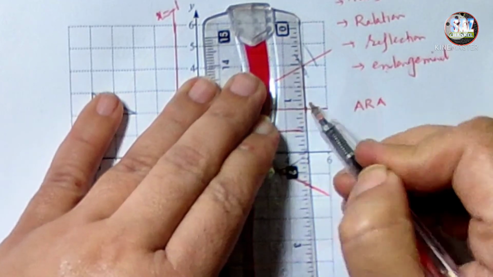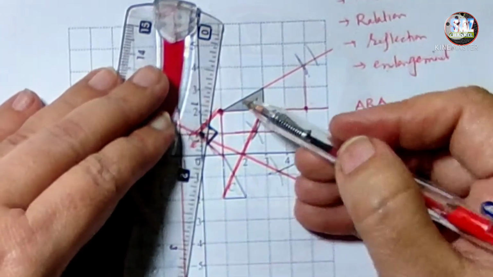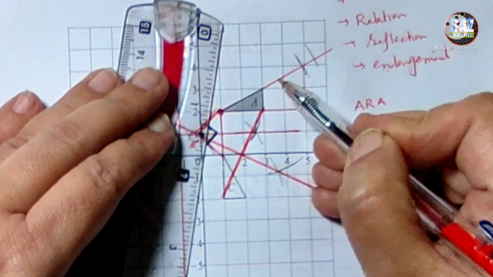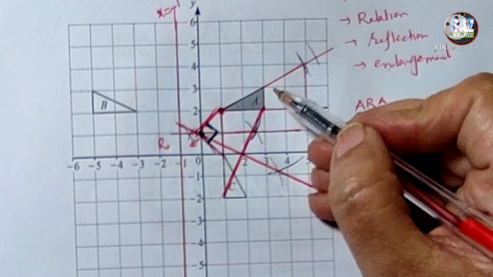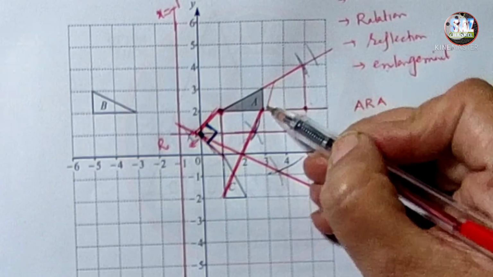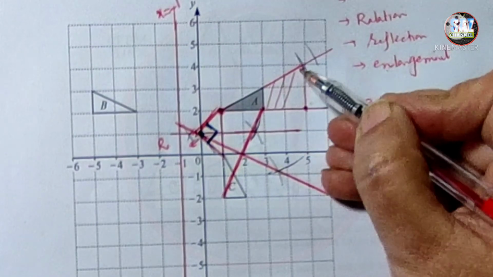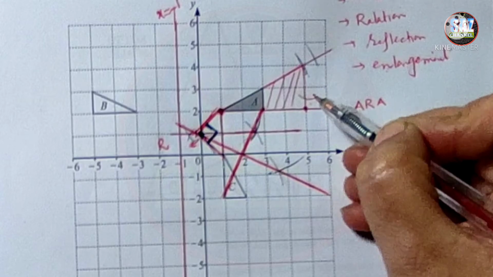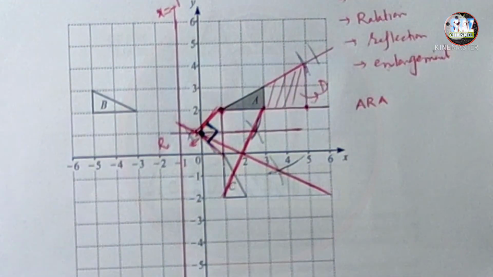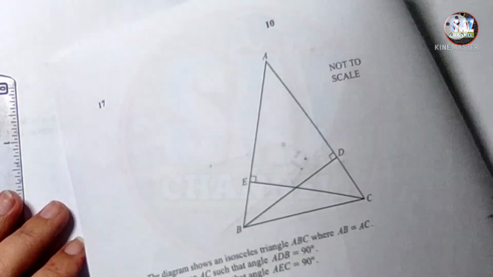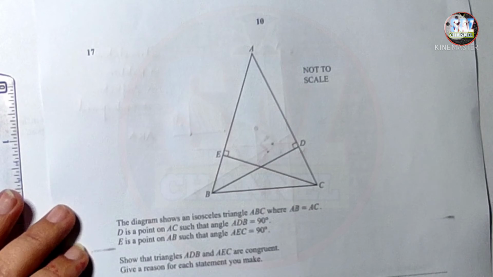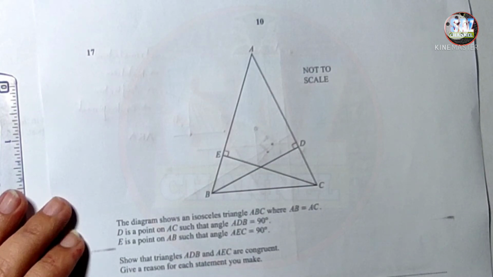This one and this one. This is your enlarged figure, and we have to draw and label it with the name triangle D. This is my triangle D. I hope you are really clear about this question. Let me move to the next question, and this will be the last question of this paper, and after this we'll be discussing paper 2.